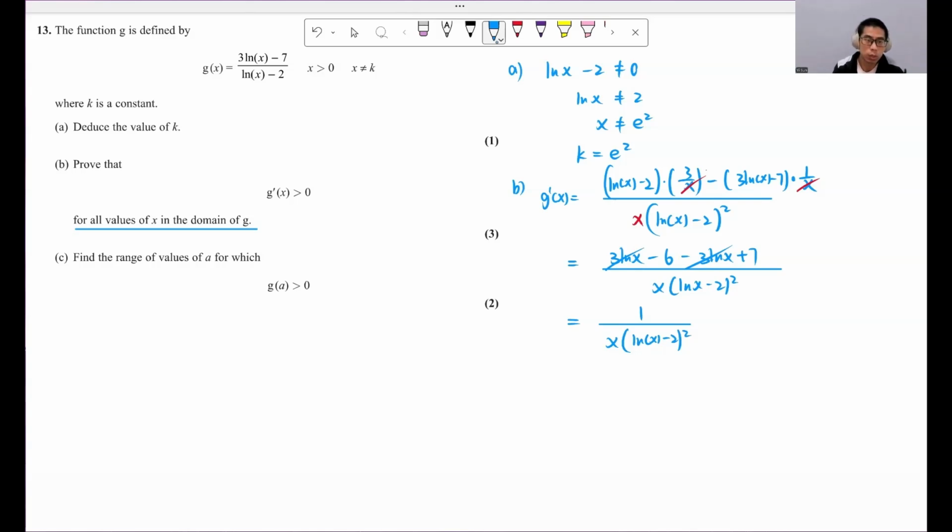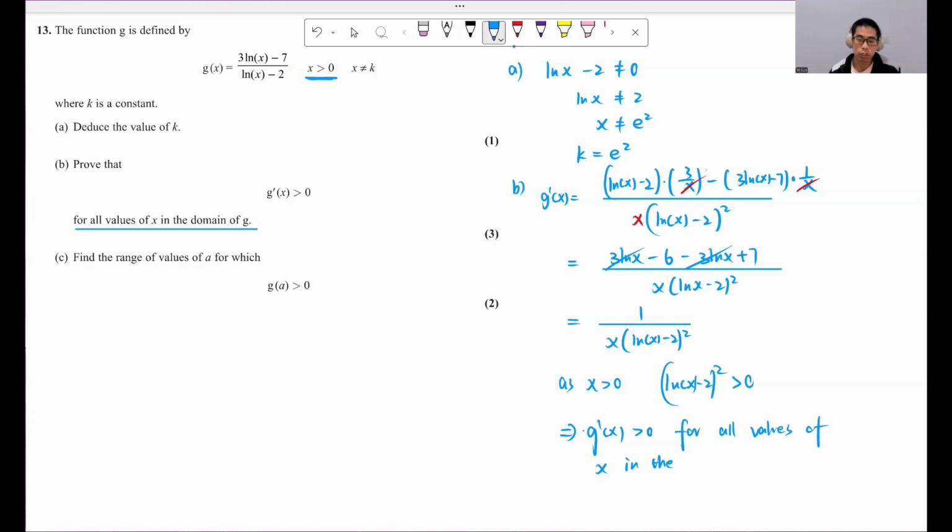So now we need to show this is always more than 0 for all values of x in the domain of g. So what's x in the domain? x is more than 0. So since x is more than 0, and (ln x - 2) all squared is always more than 0, because anything squared has to be more than or equal to 0, therefore this g dash x is more than 0 for all values of x in the domain of g.